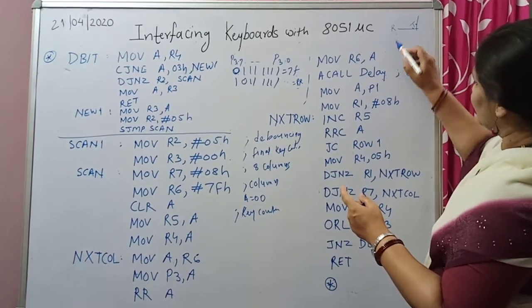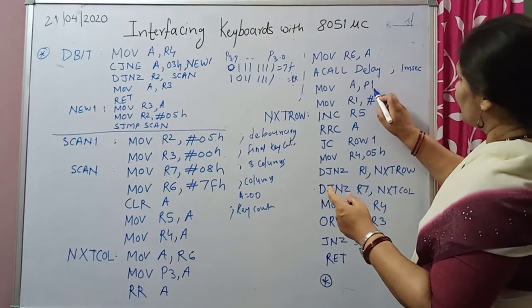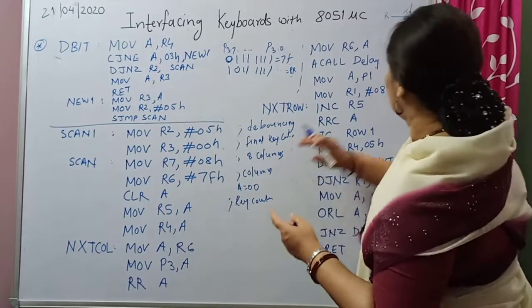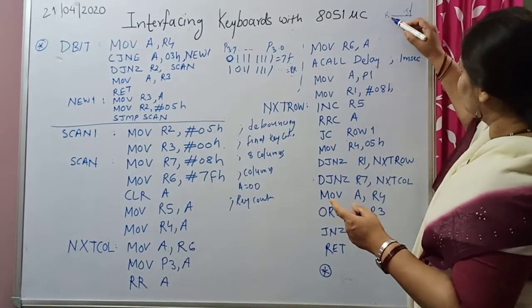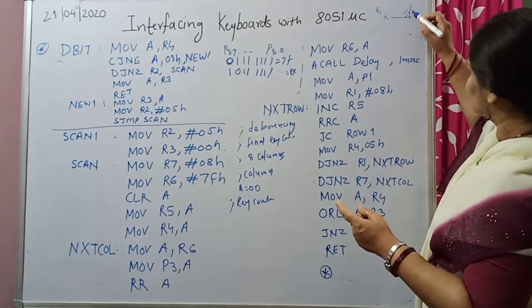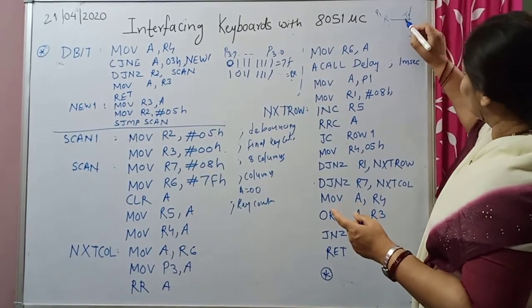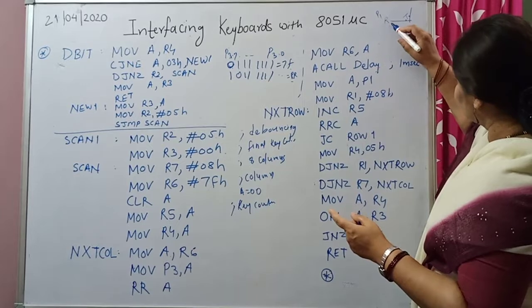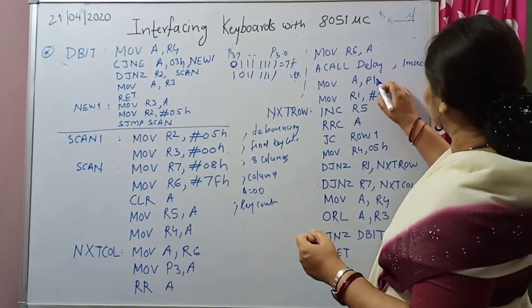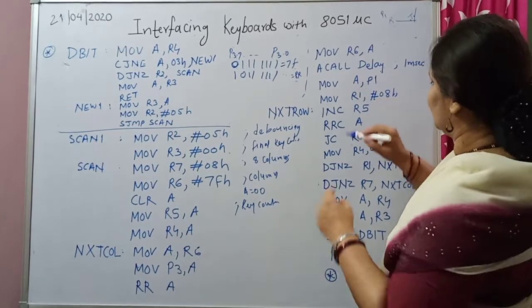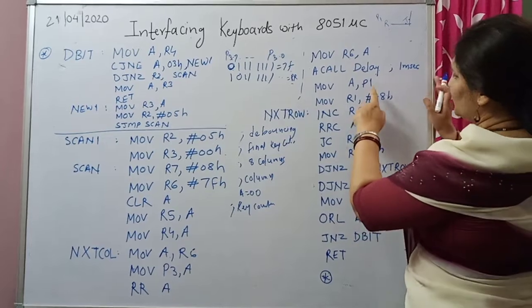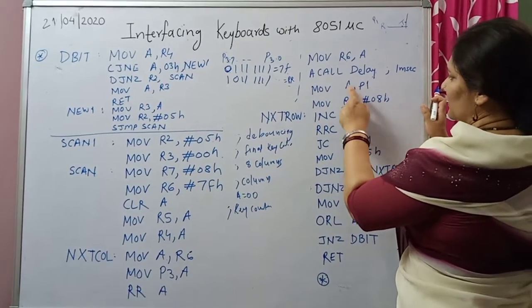This row is connected to port P1. Port 3 is the output port, so you will be putting the pattern onto it. But port 1 is the input port where you read the status of the keys placed on this column 7. So you will be reading these particular rows. You are reading the port 1 status into the accumulator. Whichever key is pressed, that byte will come into the accumulator.